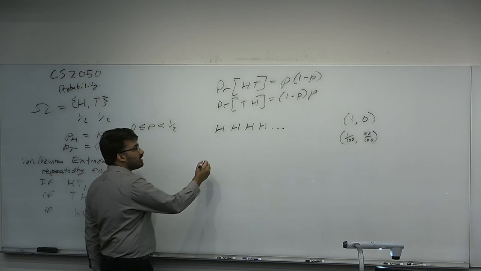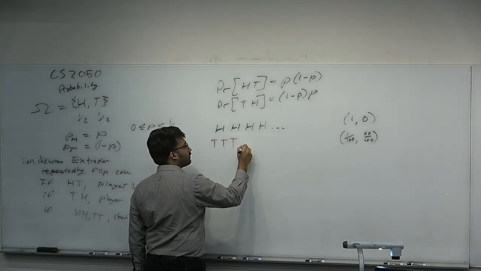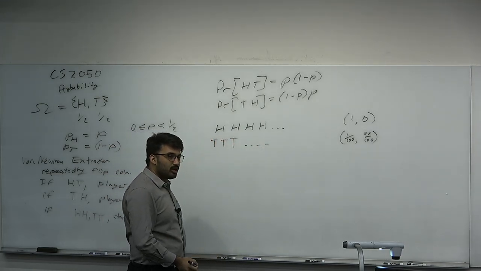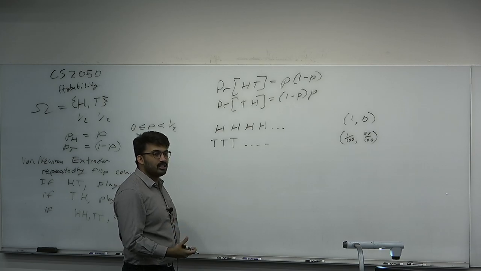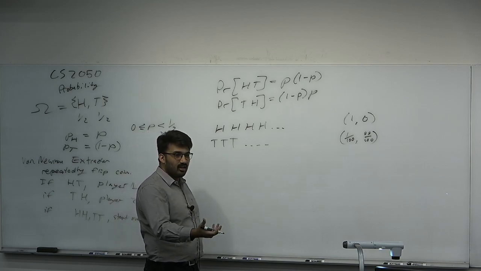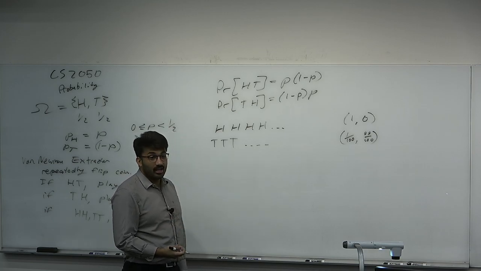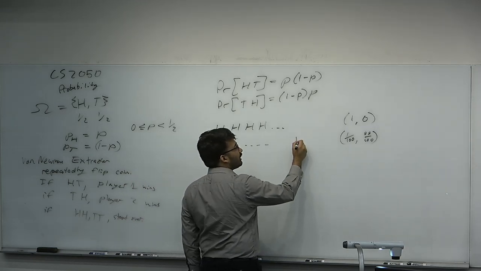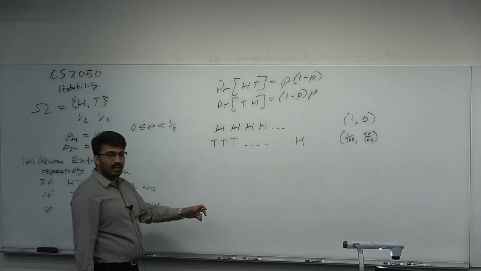You flip the coin in sequence, you're going to get tails, tails, tails. Eventually, though, if you keep flipping this way, you are guaranteed, if you do a process infinitely and there is a small chance of something occurring, it must occur. So you will eventually get a heads, right? Now, you either get a heads, tails, or a tails, heads.